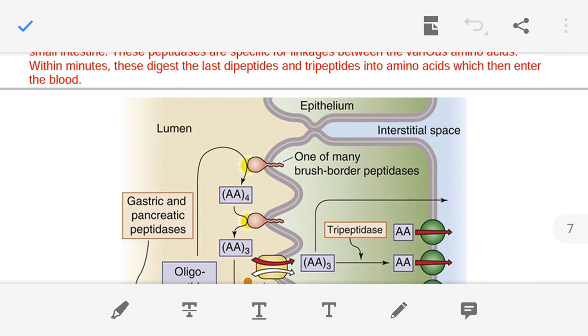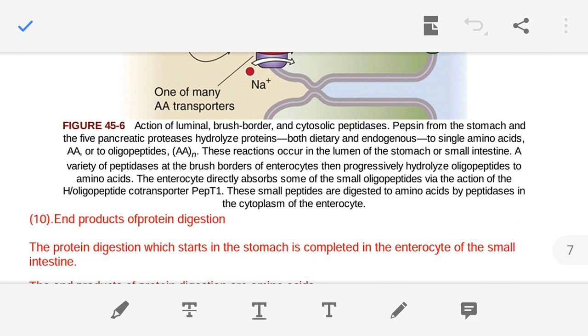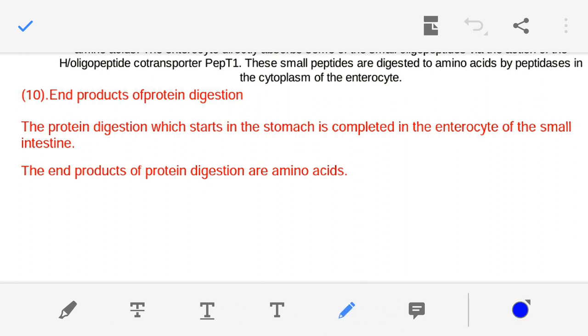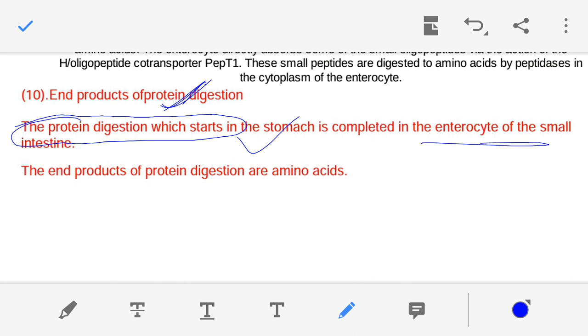Now the last point, the end product of protein digestion. What do we get once the proteins are completely digested? Protein digestion starts in the stomach, and the digestion of protein completes in the enterocytes of the small intestine, and the end products of protein digestion that we get are amino acids.